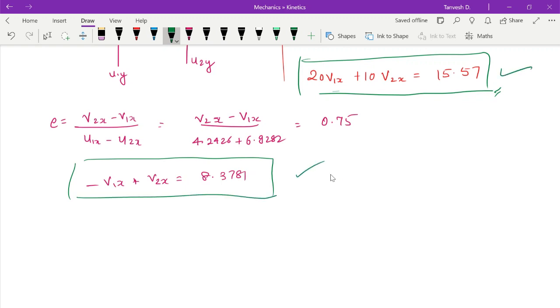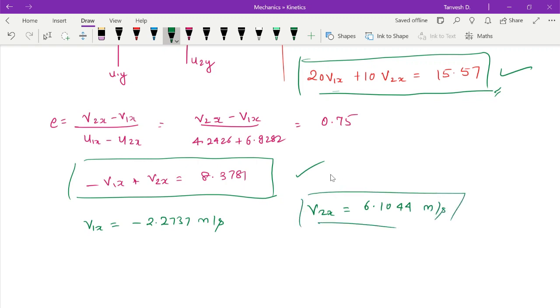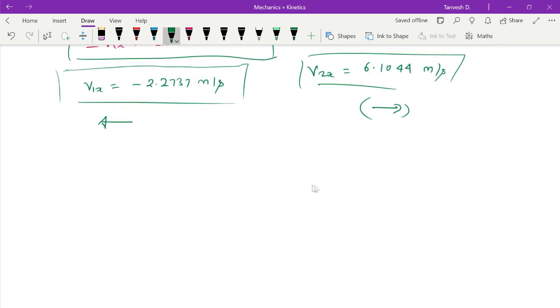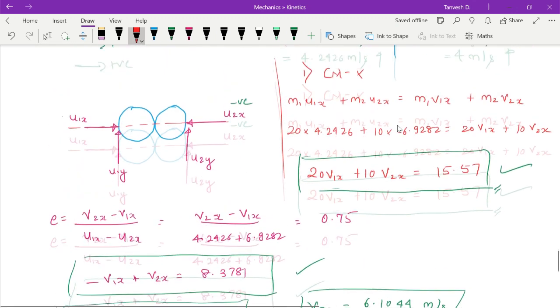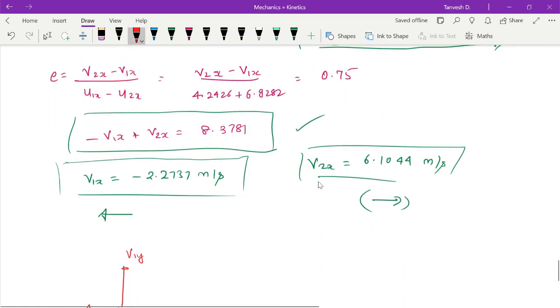Solving these two simultaneously, you will get v1x is equal to minus 2.2737 meters per second and v2x is equal to 6.1044 meters per second. So this negative implies that v1x is going to the left and v2x is going to the right, since it's positive. Now our job is not yet finished here, because we have got v1x and v2x. We need to find the final velocities also. So v1x is this way, which is equal to 2.2737, and v1y, we know what v1y is, it is upwards and it is 4.2426, right?